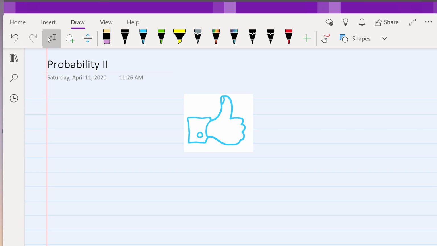Today we're going to continue our discussion on probability with probability 2. We're going to be looking at some more examples. So having said that, let's get started.